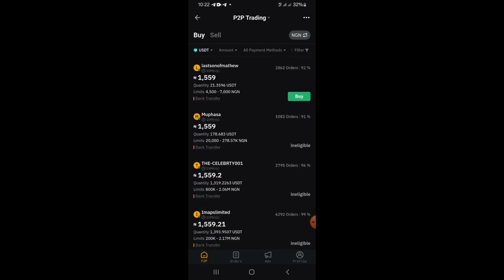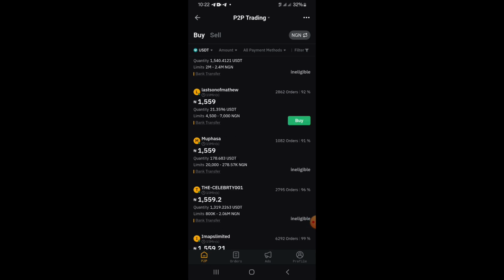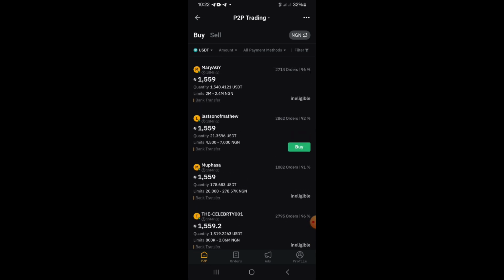You can buy crypto as low as 4,000 or 5,000 naira. You see this one, Zone of Matthew, you can buy crypto from 4,500 to 7,000. There is no minimum, so if you want to start trading, you can start with any amount. What you will do is just click the buying opportunity.